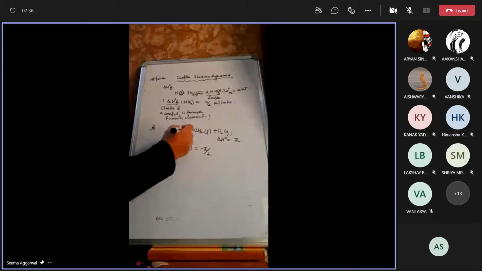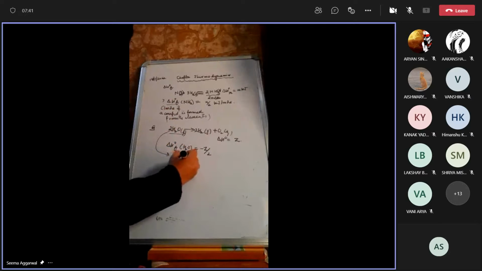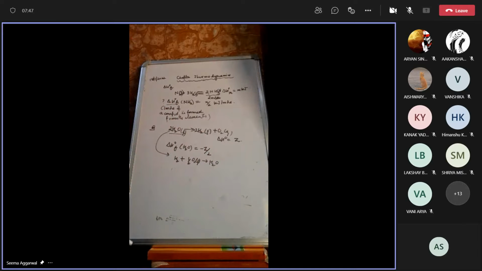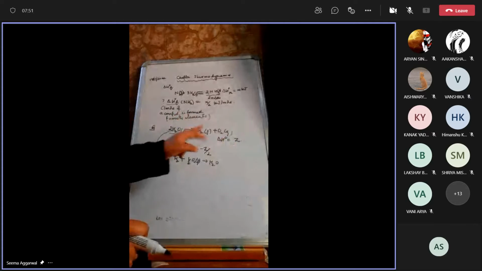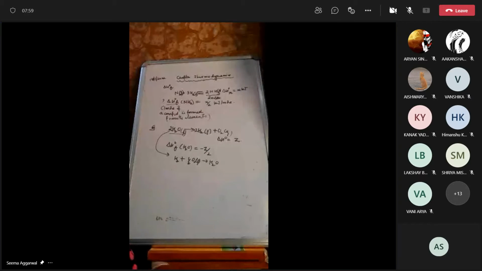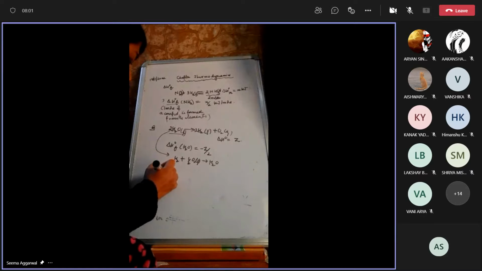Because in this, water is converting to its elements. But what we have to find out is the reaction when 1 mole of water is formed from its elements. That will be the enthalpy of formation. So for 1 mole we have to divide by 2, and we are reversing the equation. When we reverse the equation, the sign of delta H will be reversed.